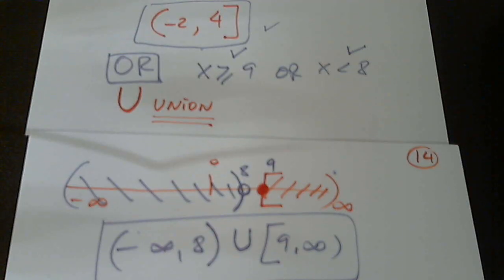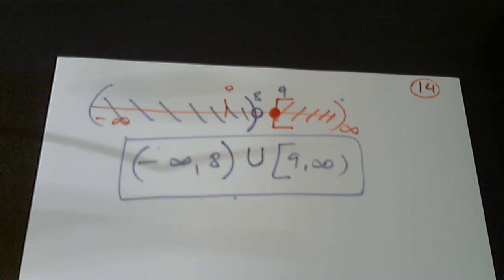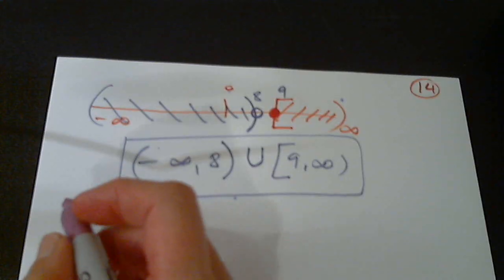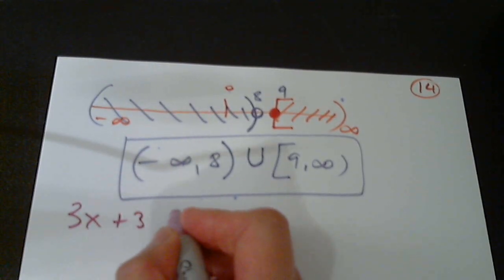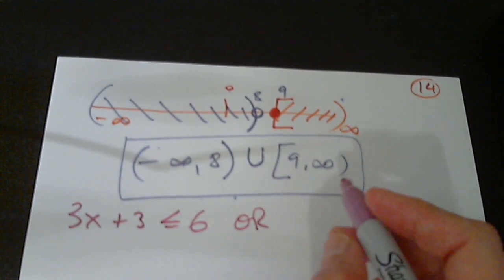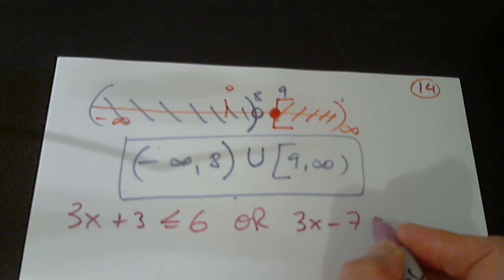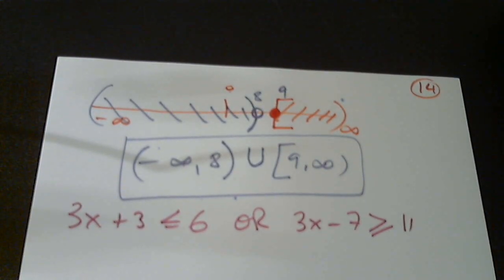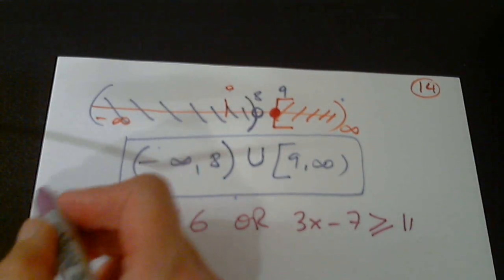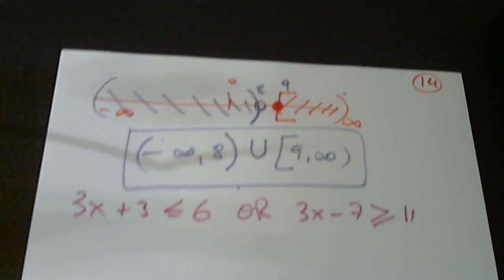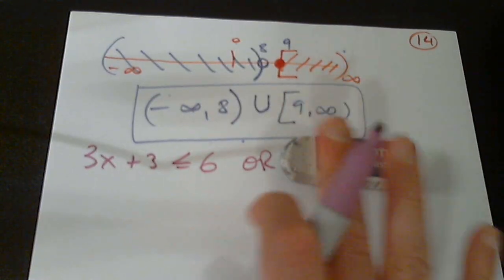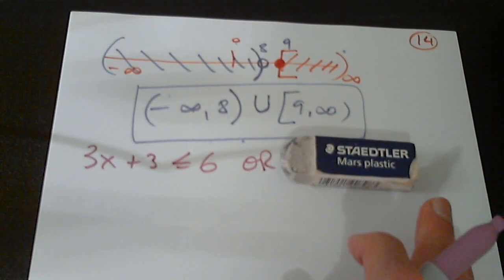Okay, so let's take a look at another. Here's another or situation. The union symbol may be required for the or situation. So I'm copying it. 3x plus 3 less than or equal to 6, or 3x minus 7 greater than or equal to 11. Now this requires work because the inequalities are not solved. So this is the statement. So I have to start on the side. I cannot look at both. This is not a chain.